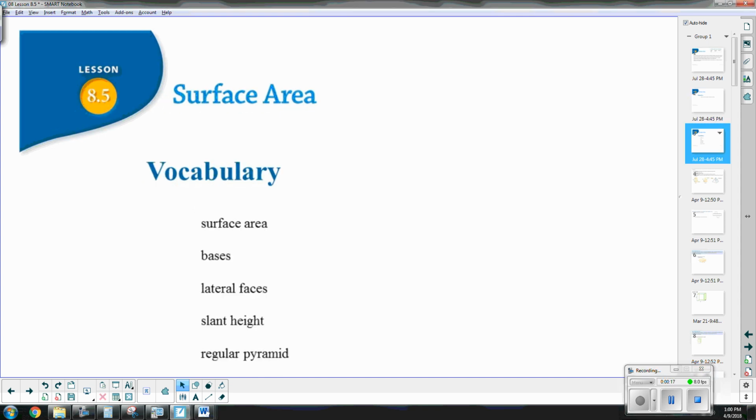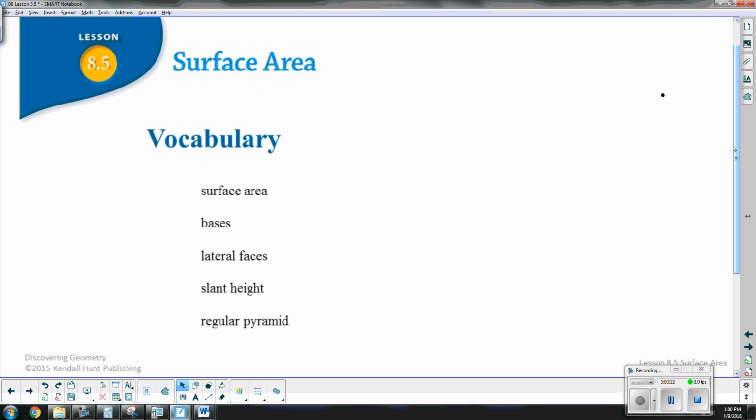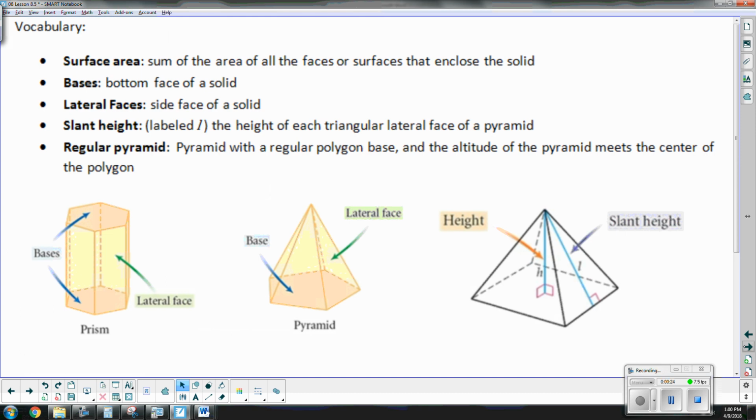So here are some vocabulary terms that we have for this lesson. Now on your note sheets, you'll see these also all defined for you. So this is what your note sheet should look like.